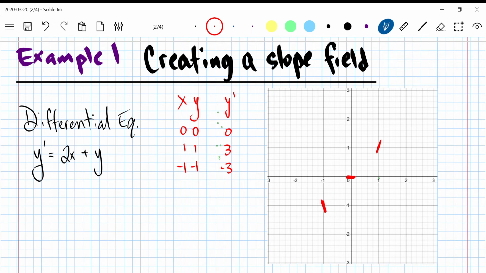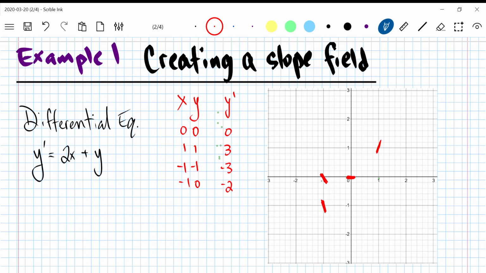Essentially, you just fill out all of the spots with slopes. We'll do a couple more, and then what I'd like you guys to do is pause the video and try to draw the rest of it yourself. So let's pick negative 1, 0. I'd have 2 times negative 1 plus 0, which would give me an answer of negative 2. So I've got to draw it a little bit flatter than negative 3. Right about that.